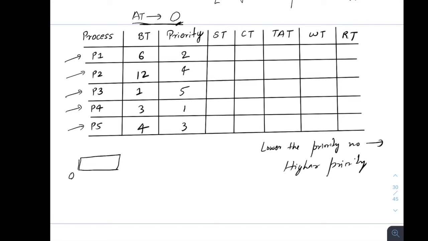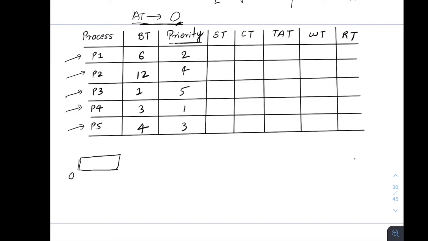Like here I am telling that the lower this priority number, higher is the priority of that process. That means here 0 is considered the highest, and let's say some highest number, let's say 127, is considered the lowest priority that I have given here, right? So let's try to solve this.